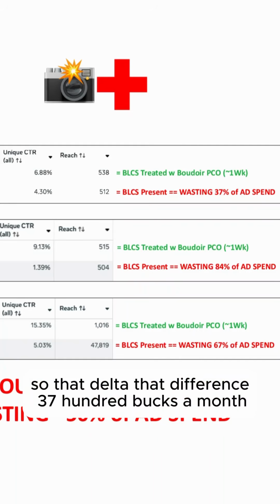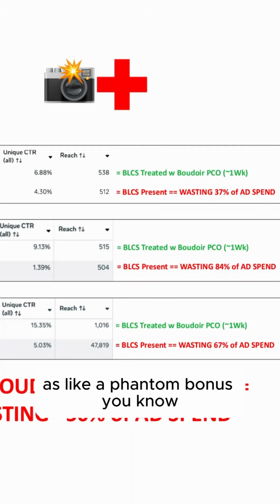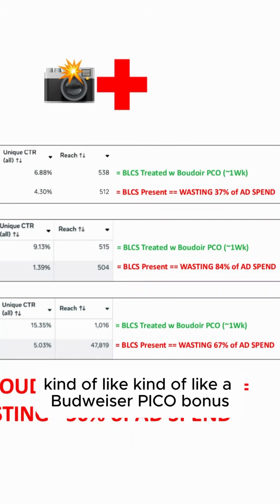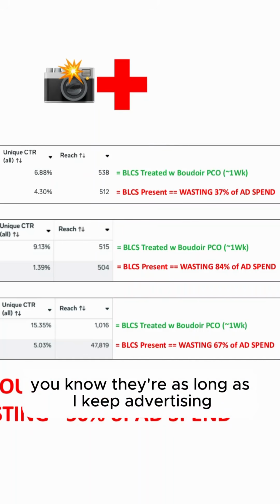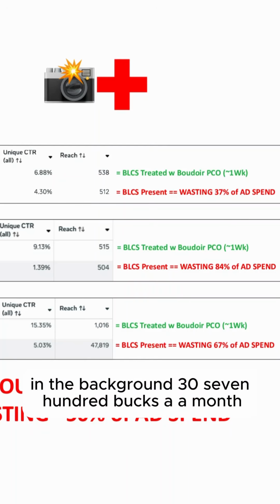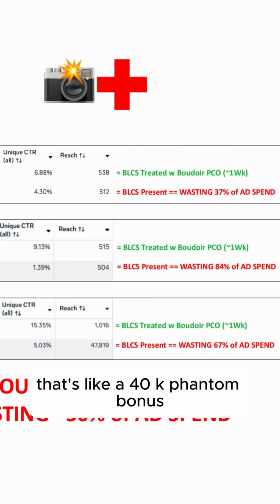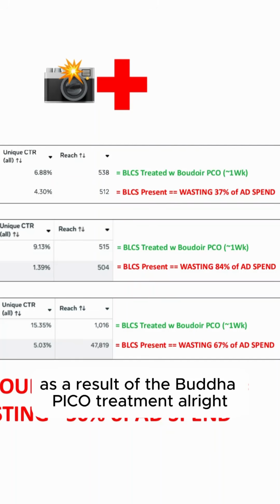So that delta, that difference, $3,700 a month, they can just pocket as a phantom bonus. They no longer have to spend that on ads anymore, kind of like a Boudoir Pico bonus. And as a result, as long as they keep advertising, they're getting this phantom bonus in the background, $3,700 every single month. And at the end of the year, that's like a 40K phantom bonus that stayed in their pocket that they didn't have to spend as a result of the Boudoir Pico treatment.